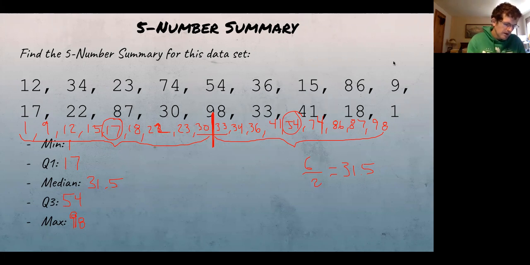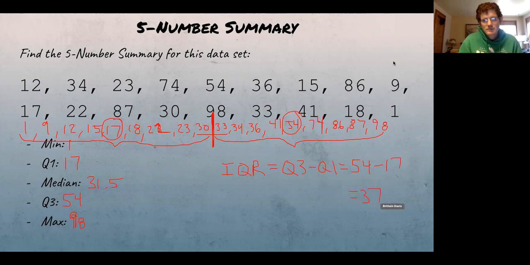So the IQR is not part of the 5-number summary, but that's okay because the IQR is pretty straightforward. We saw the formula a minute ago. And remember, this stands for interquartile range. So it's basically Q3 minus Q1. So in this case, it's going to be 54 minus 17, which is 37. And that's it.